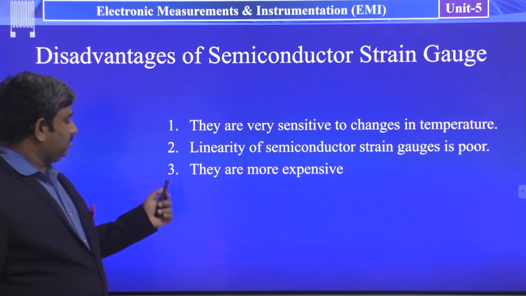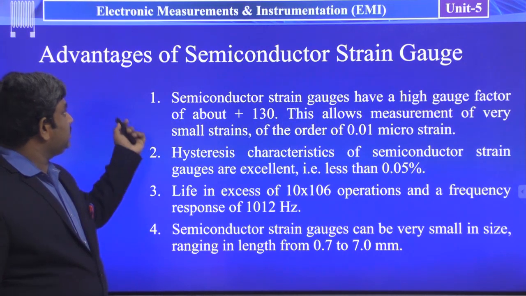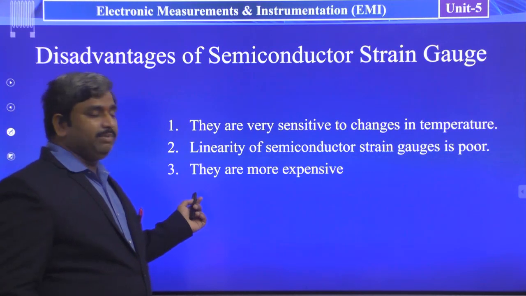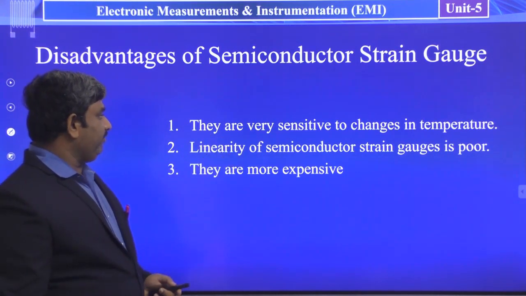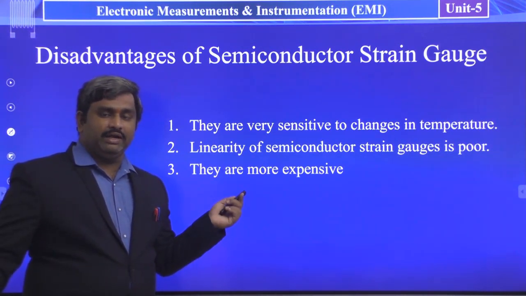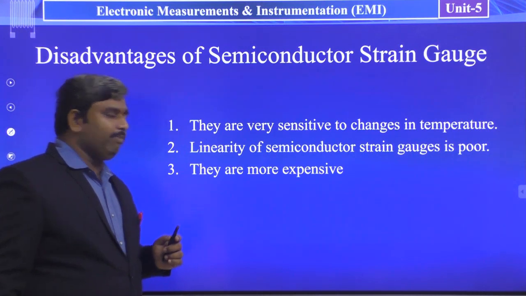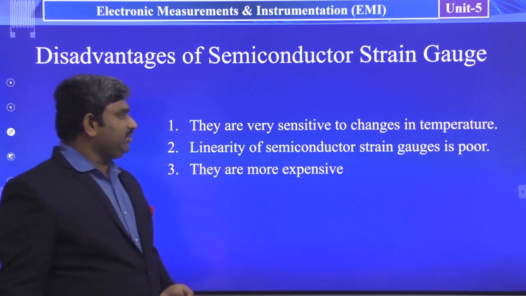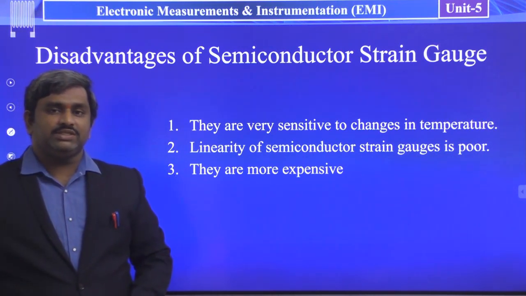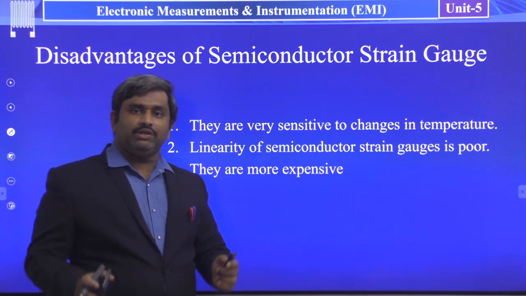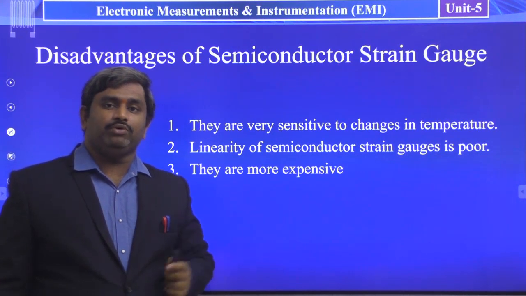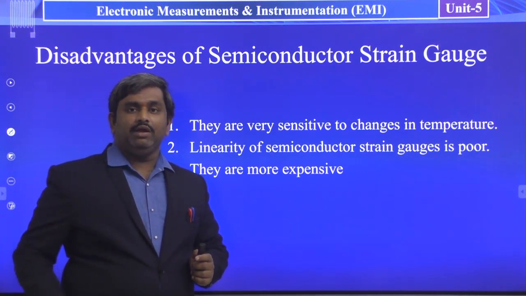Up to now we have discussed the advantages of semiconductor strain gauges. Now coming to the disadvantages. They are very sensitive to changes in temperature, which is a major drawback. The linearity of semiconductor strain gauges is very poor. They are also more expensive compared to the other strain gauges. If you manufacture them in large amounts, the cost is much lower, so these strain gauges are useful only for large volumes.